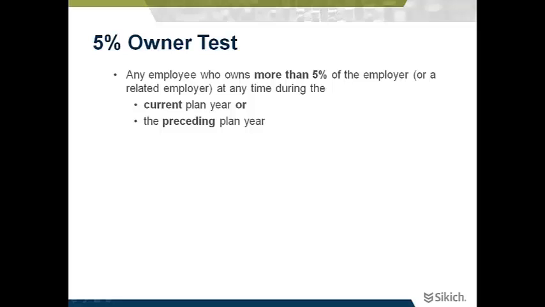If, for example, a 25% owner sold their ownership this year, they are still a more than 5% owner because we have to consider the immediately preceding plan year. Likewise, an employee who became a 10% owner this year but didn't own anything last year, they would still be considered a highly compensated employee.